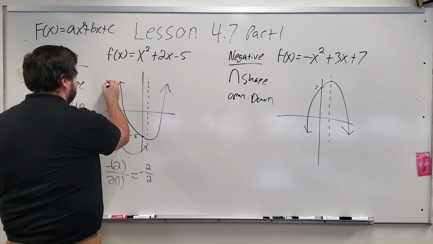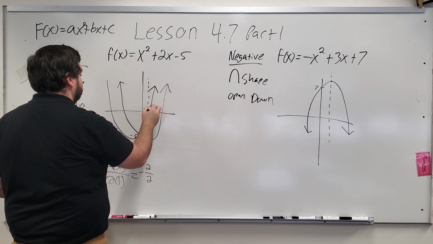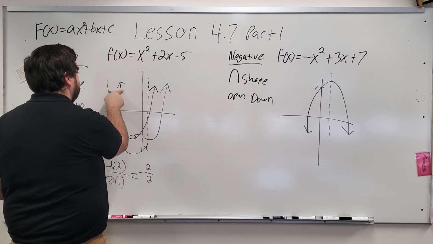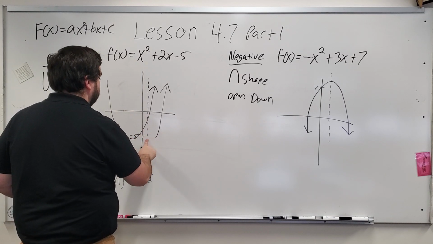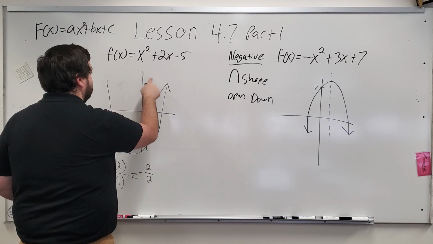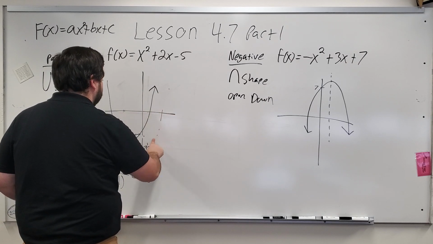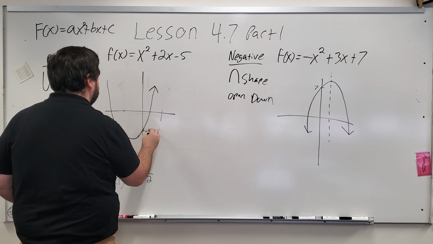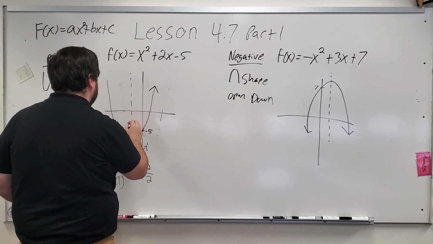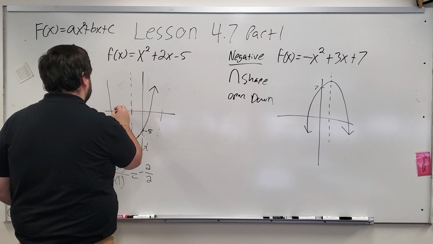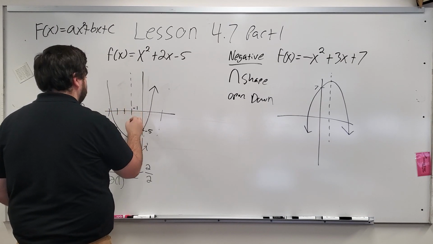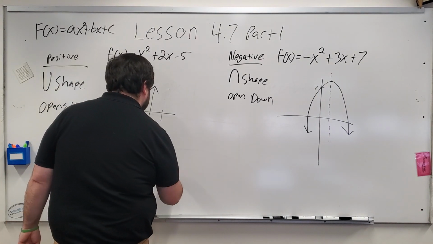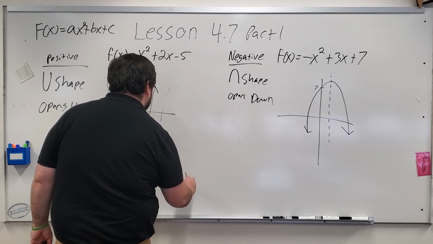And I drew that wrong. My graph should have looked something like this. Right? So we'll get rid of that, get rid of this wrong axis of symmetry, get rid of all this nonsense. So that's at -5. And that's going to be at -1. Right? And it's x equals -1.